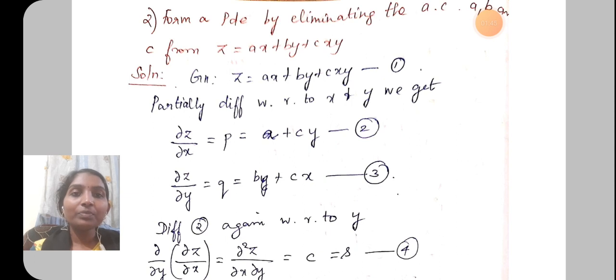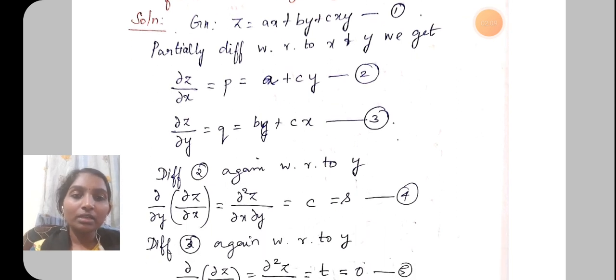In the third term, x is the variable and therefore c and y are the constants, therefore the third term goes like cy. In a similar way, we are differentiating z with respect to the variable y partially, which is equal to q, which is equal to b plus c into x. We are marking those two equations as 2 and 3. Again, we are differentiating the equation number 2 with respect to the variable y, and therefore we will get the second order derivative s, which is equal to c. We are marking that as the fourth equation.